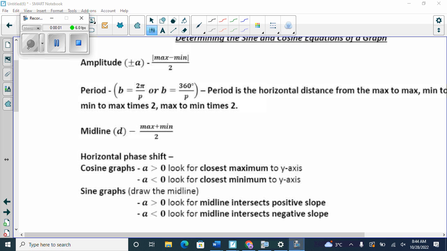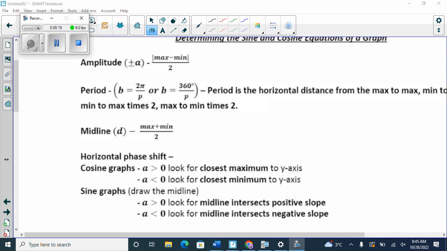So we have discussed equations, sine and cosine graphs, right? We've looked at the graphs, we've talked about the amplitude, we've talked about the period, we've talked about the midline, the D value, and we've talked about how to find the range. We do the midline plus the amplitude, the midline minus the amplitude. We've talked about all that.